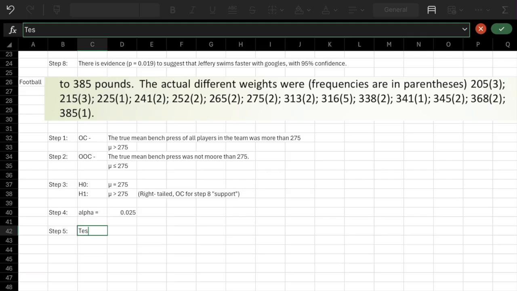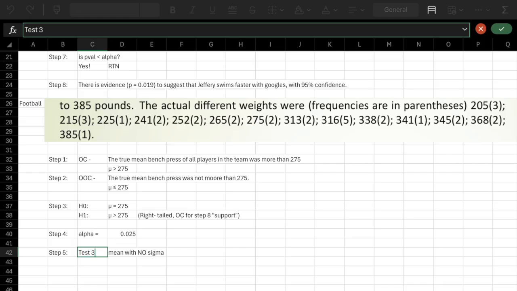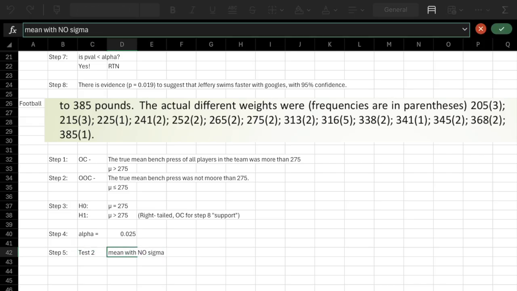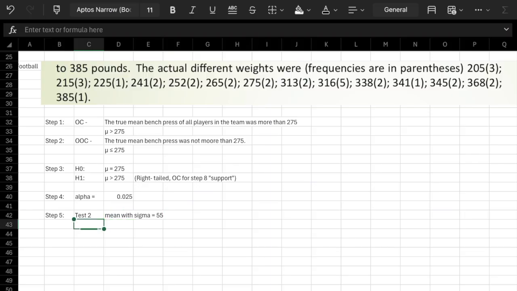Well, this has got to be test 3. Why? Because it's about a mean with no sigma, okay? No population standard deviation. I don't see one anywhere. Okay, so actually, we do have a standard deviation there. So this will be the same test as before, test 2, because we do have a sigma, with sigma equals 55 pounds. All right, right on.